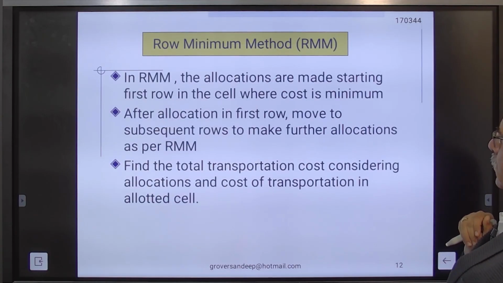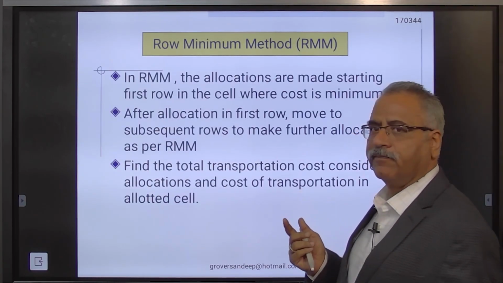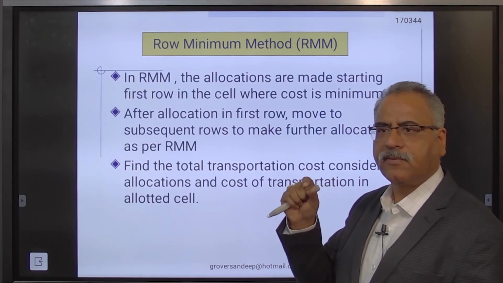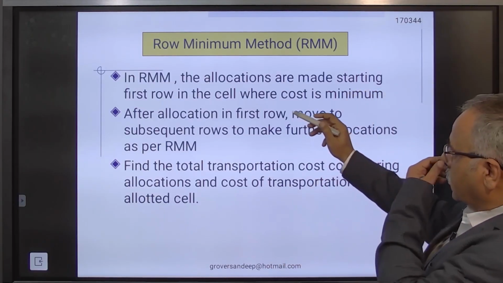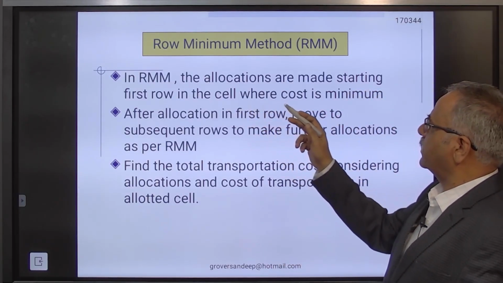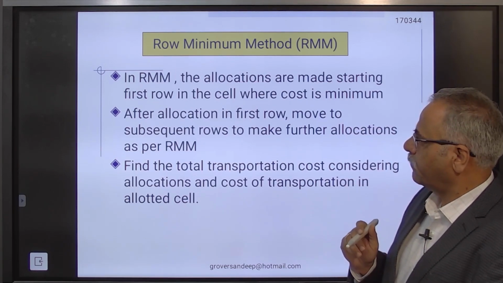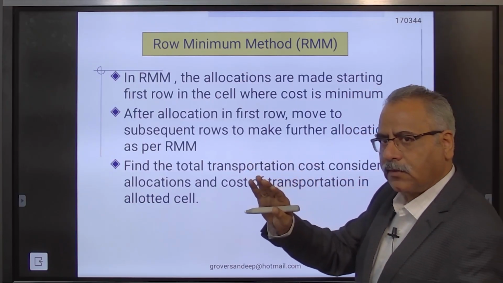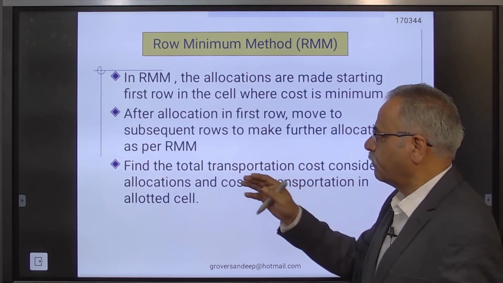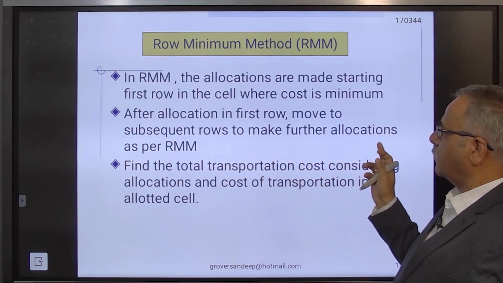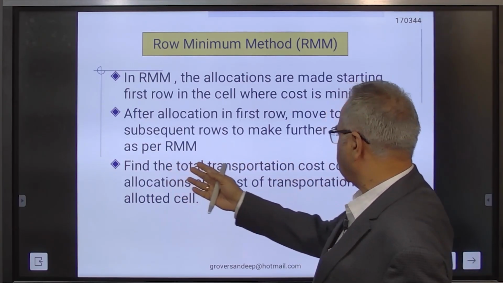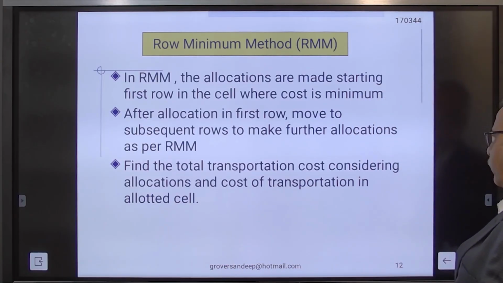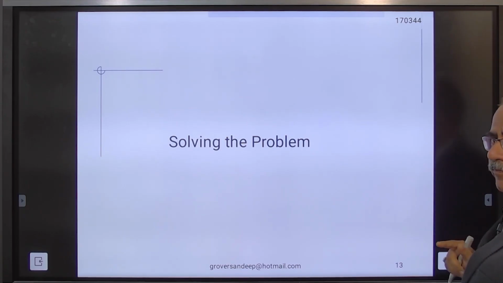Now, I move on to the next method, which is the row minimum method. In the row minimum method, as the name suggests, the minimum cost in each row is to be taken first. So, the allocations are made starting from the first row in the cell where the cost is the minimum. After allocation in the first row, move to the subsequent row, that means first finish the allocations in the first row as per the cost, and then move on to subsequent rows to make further allocations, and then again find out the total transportation cost as we have calculated earlier. So, let us again solve this problem by the row minimum method.